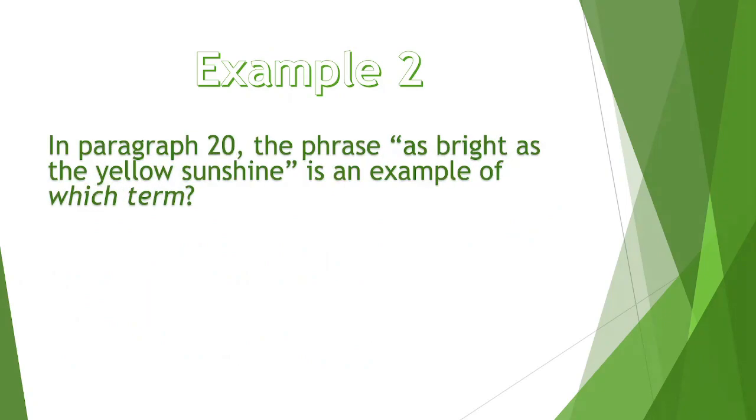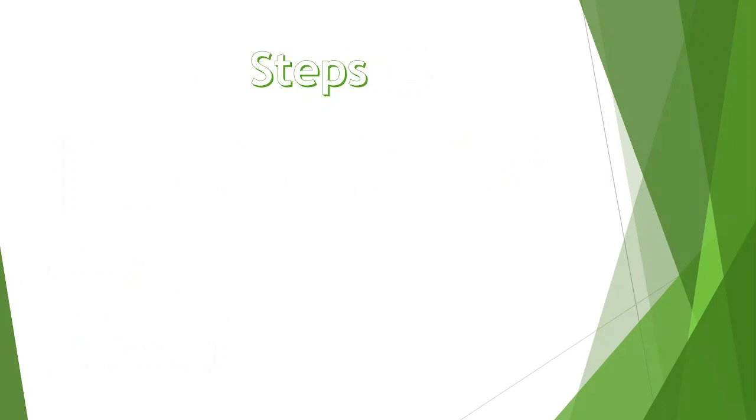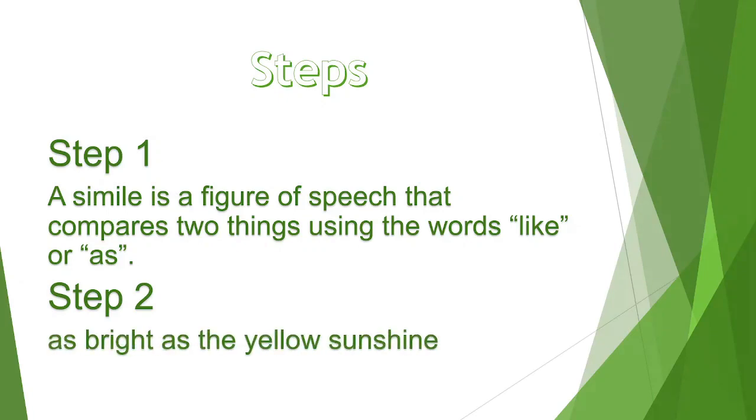In paragraph 20, the phrase "as bright as the yellow sunshine" is an example of which term? So here you have 4 choices. Your first job is to make sure you know the definition of those 4 terms. Second, you use the definition of each of the terms to check against "as bright as the yellow sunshine."